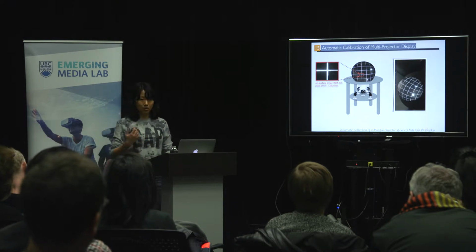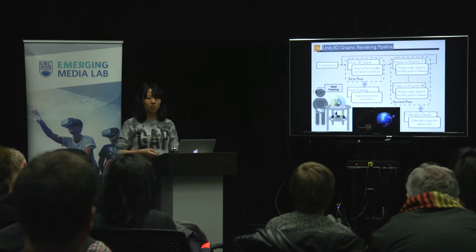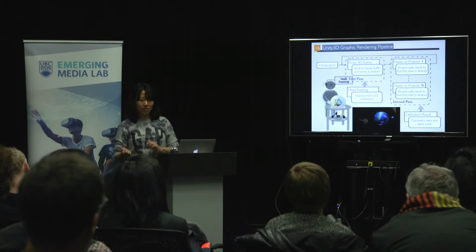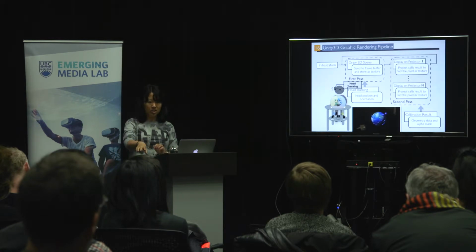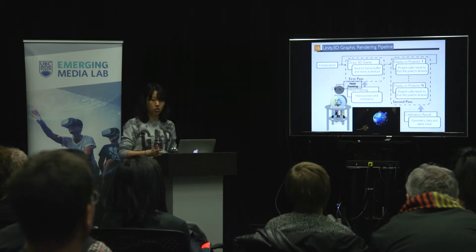Once we have the calibration data, we import it into a two-pass rendering approach in Unity. Coupled with head tracking, the user can move around the display and the corresponding pixels will light up based on the user's viewpoint. This is basically the technical part of how we build this unusual display.